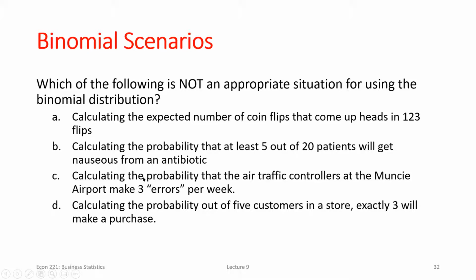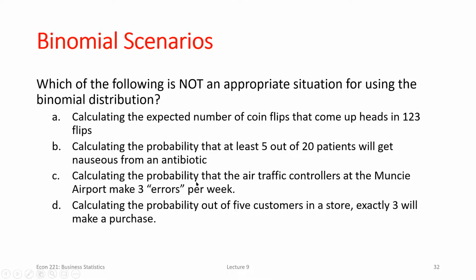What about calculating the probability an air traffic controller at the Muncie airport makes 3 errors per week? Well, I can either make an error or I don't, so it's kind of binary there. What's my number of trials? Is it the number of landings each week at the Muncie airport? Well, that changes week to week. What am I capped at here? All I'm given is a time period. Well, I don't have a number of trials, so I actually can't apply the binomial here.